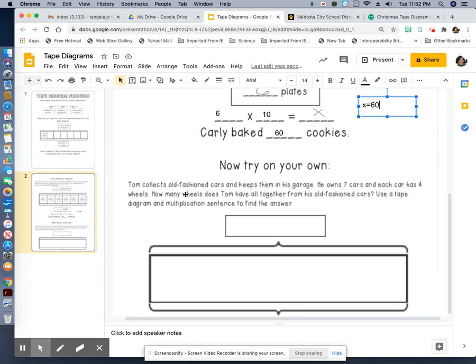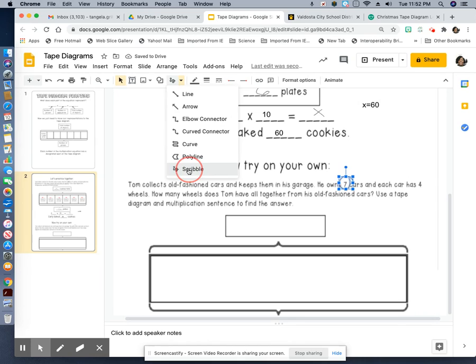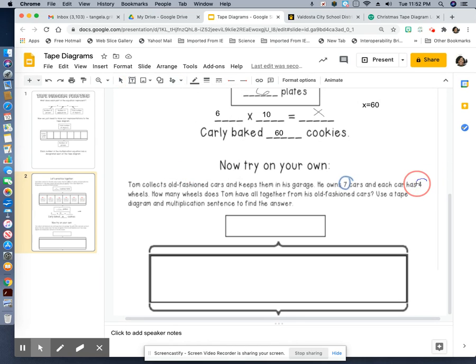So Tom collects old-fashioned cars and keeps them in his garage. He owns 7 cars. Okay, so we can circle that number. We know he owns 7 cars, and each car has 4 wheels. So how many wheels does Tom have all together from his old-fashioned cars? Let's underline the question.